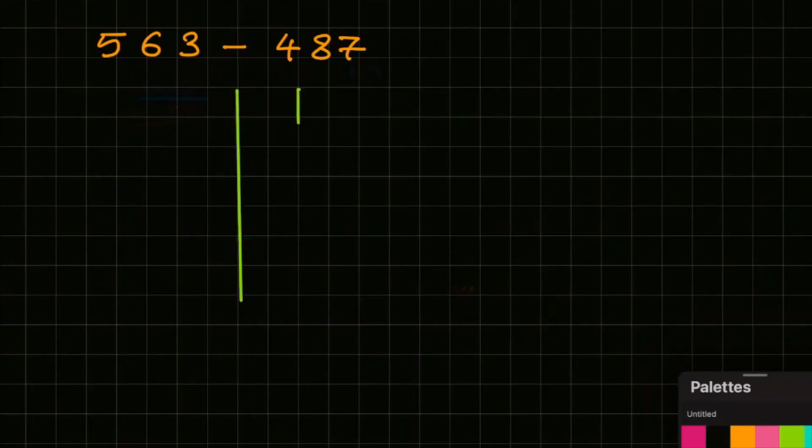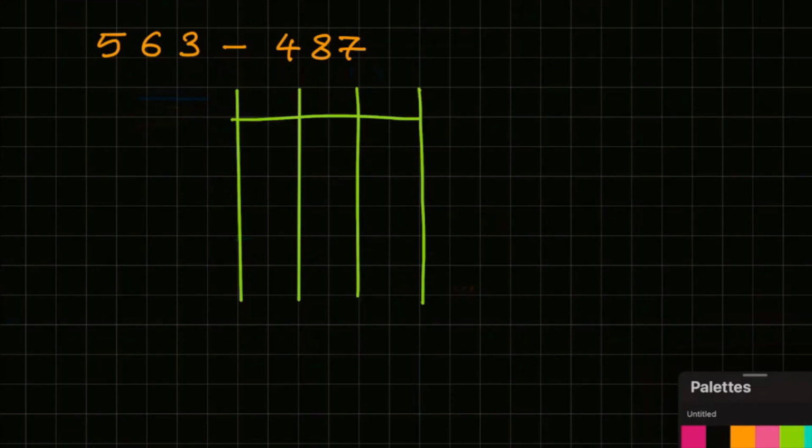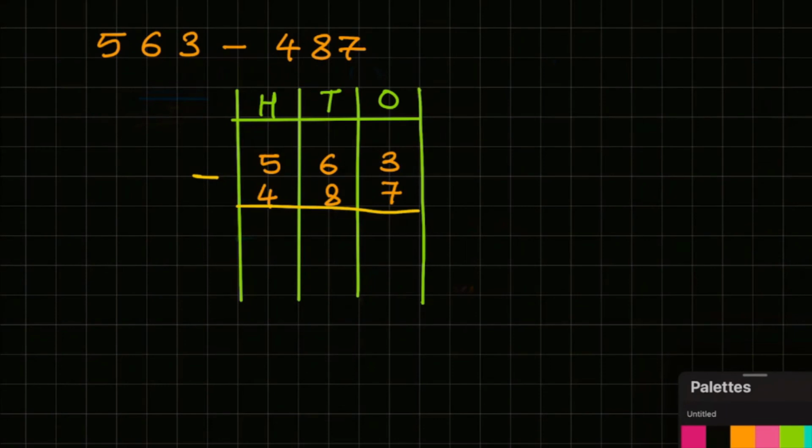Let's do that. So let's draw 3 columns first to represent the places O, T and H. Let's write the numbers. 563. The next number is 487. Now we are doing subtraction, so let's write that as well and draw a line. Below this line we are going to write our answer. So let's take a look at the ones column first.